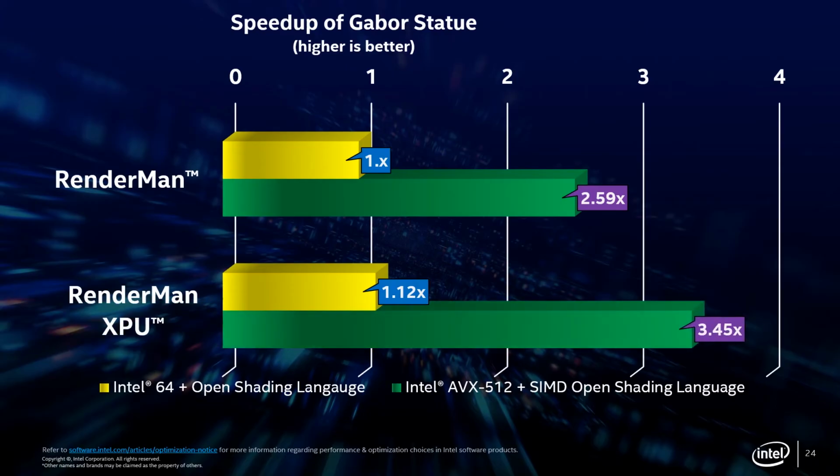Likewise, for XPU, we see an even better speedup of 3.5x due to XPU's architecture with improved coherency between data lanes executing in kernels and the shading system. We are seeing batch utilization of the shading system upwards of 95%, which really highlights the potential for scaling with AVX-512.